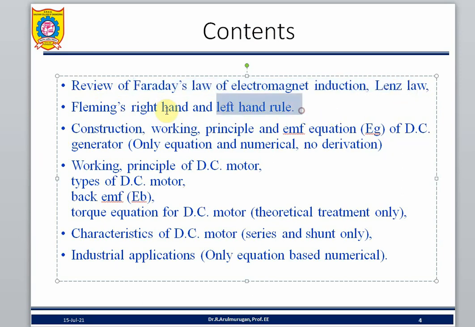Then Fleming rules are used to find the direction of rotation. Then here is the working principle of the DC generator. Whenever a current carrying conductor cuts the magnetic flux, EMF is induced in the conductor.